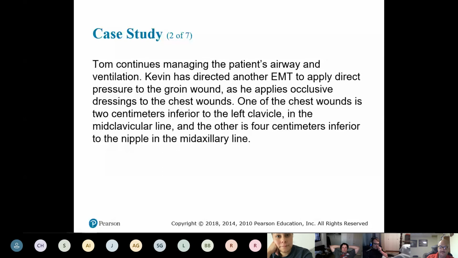So where are we talking about? Below. Below what? Your collarbone. Which one? Your left. All right, so about right here. Next up, in the midclavicular line. It's right in the center. And the other is 4 centimeters inferior to the nipple in the mid-axillary line. Ouch.